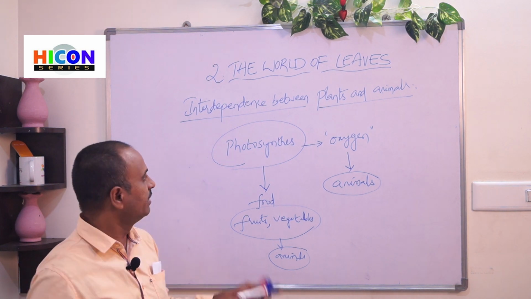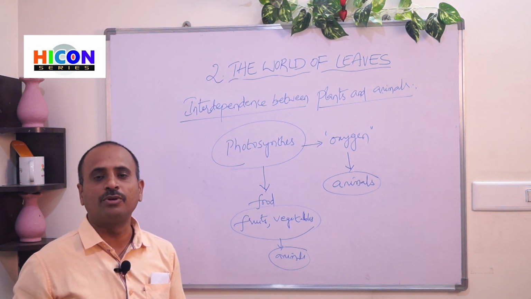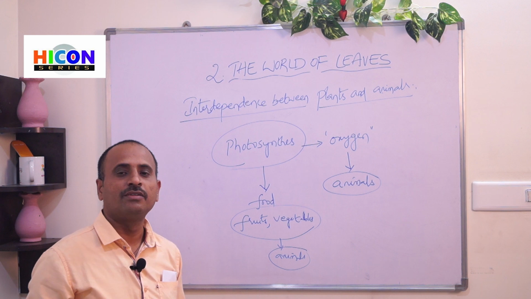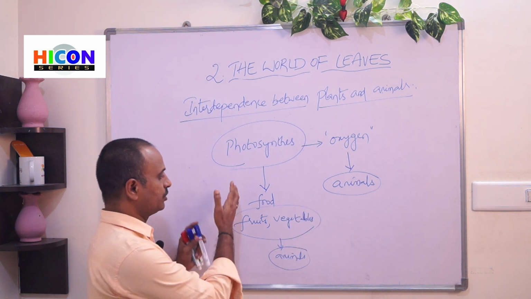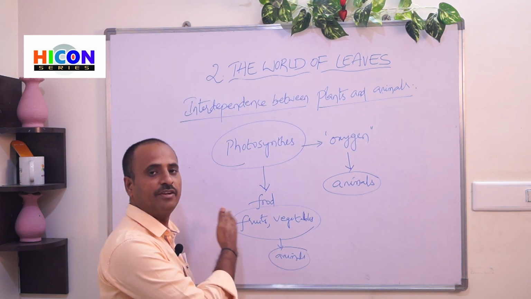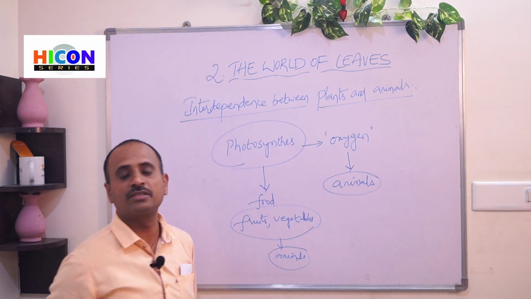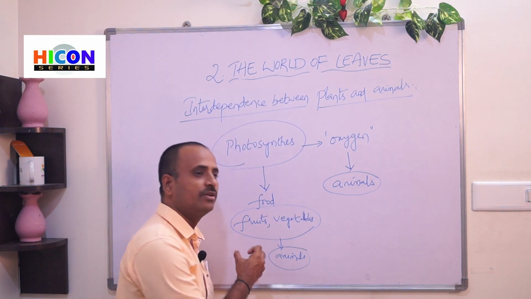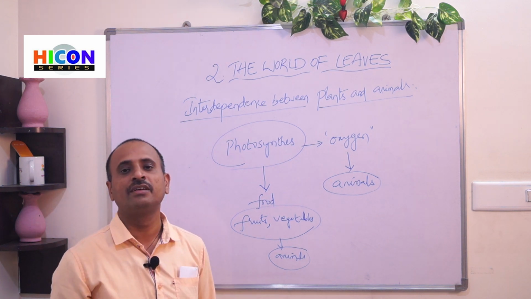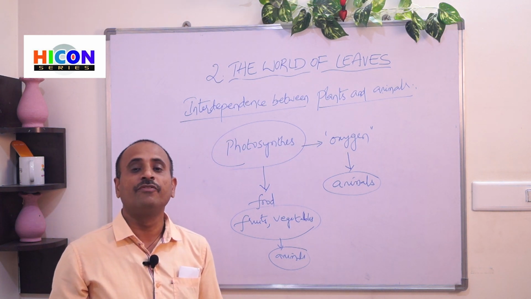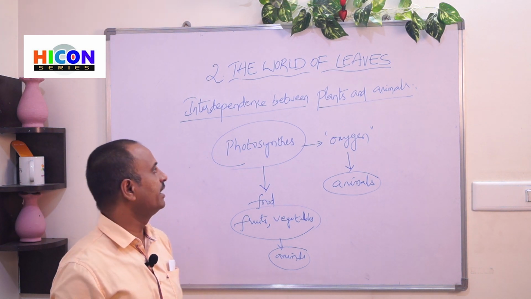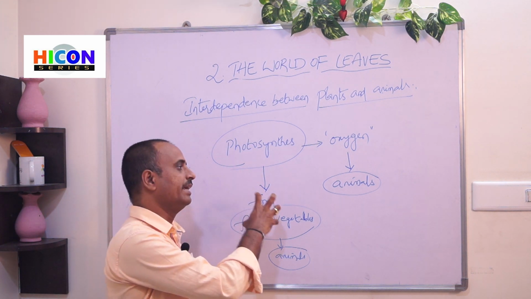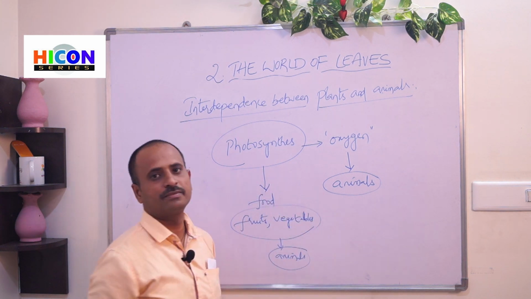In this way, the plants produce oxygen, which is very helpful for the animals, and they produce food, that means fruits and vegetables, for the animals. With the help of this food they get energy and can perform various types of activities in their lives. So in this way, the plants are very helpful to the animals.